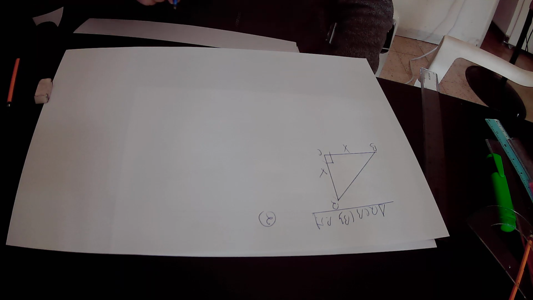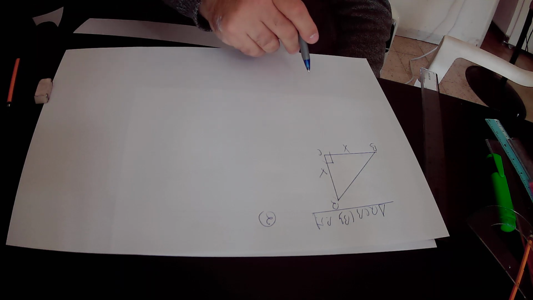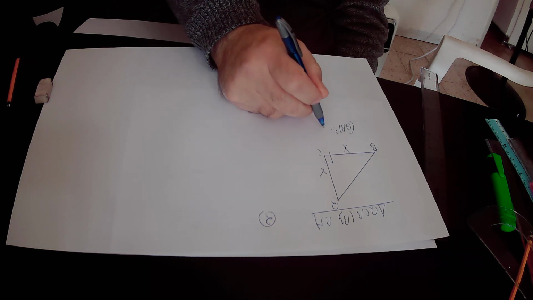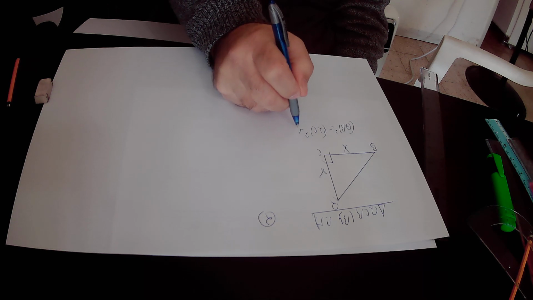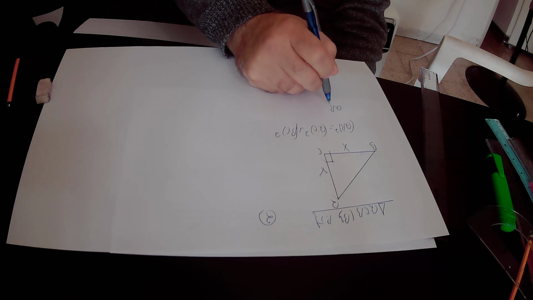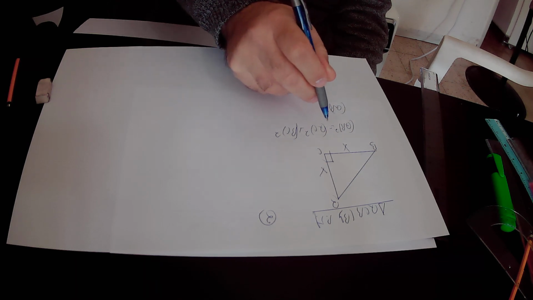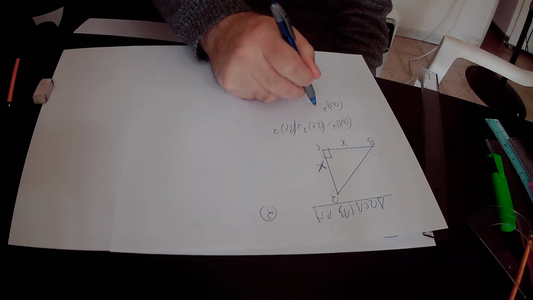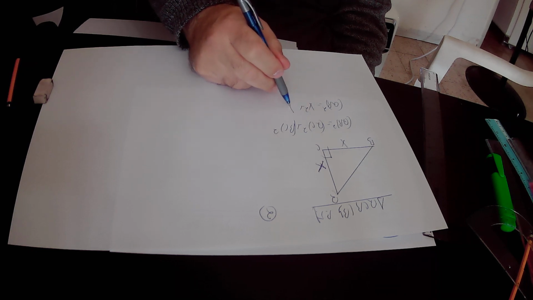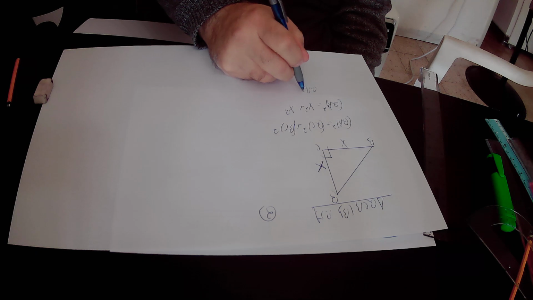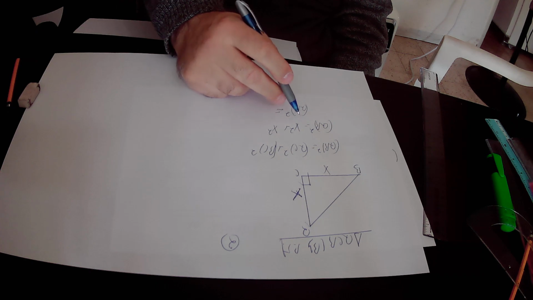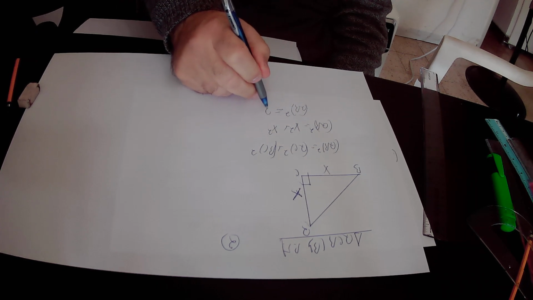According to the Pythagoras theorem, in the right triangle QCB, QB squared, that is the square of the hypotenuse, must be equal to QC square plus BC square. So QB square equals QC square. QC is x, therefore QC square is x square, plus BC square. BC is also x, therefore BC square is x square. So in total, QB square equals x square plus x square, that is 2x square.